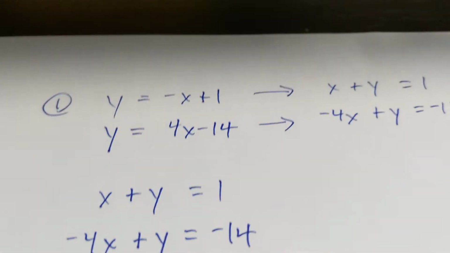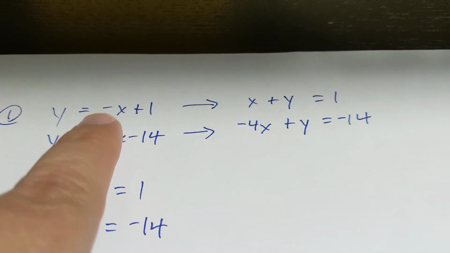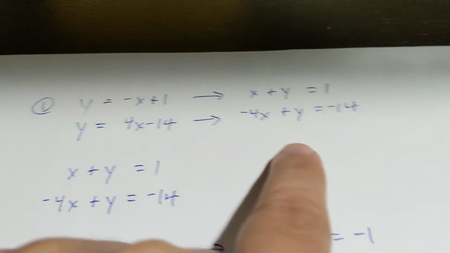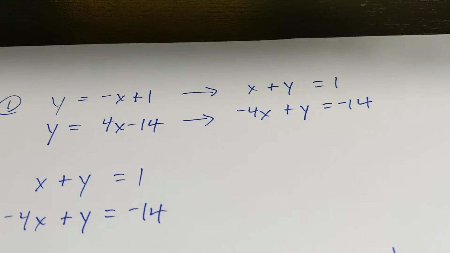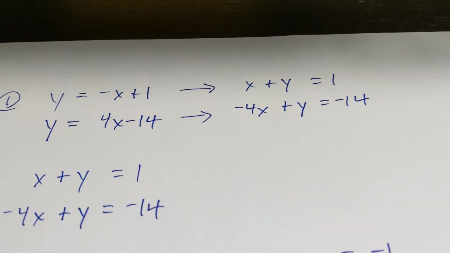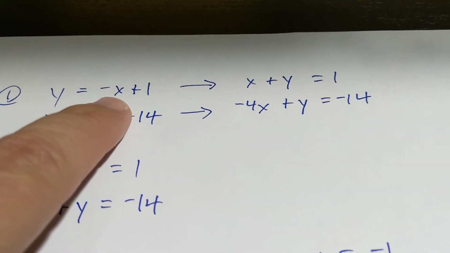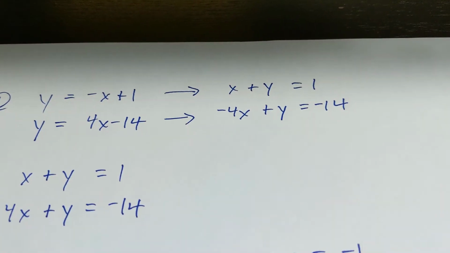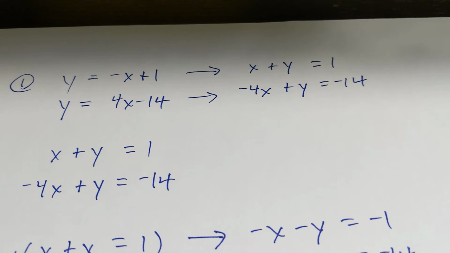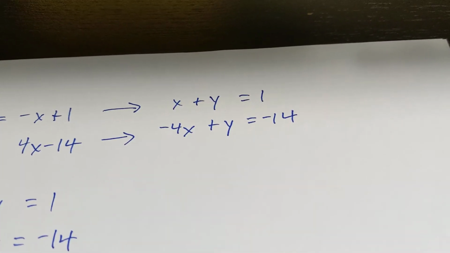So what I would advise is following these arrows here. I'm taking this equation and putting it in standard form, and then this one as well. Standard form is where you put it in the form of ax plus by equals c. So in order to do that here, I added x to both sides, or I moved this to the other side. And same thing down here, I moved this x to the other side, or I subtracted 4x from both sides. And so those two equations look like that.